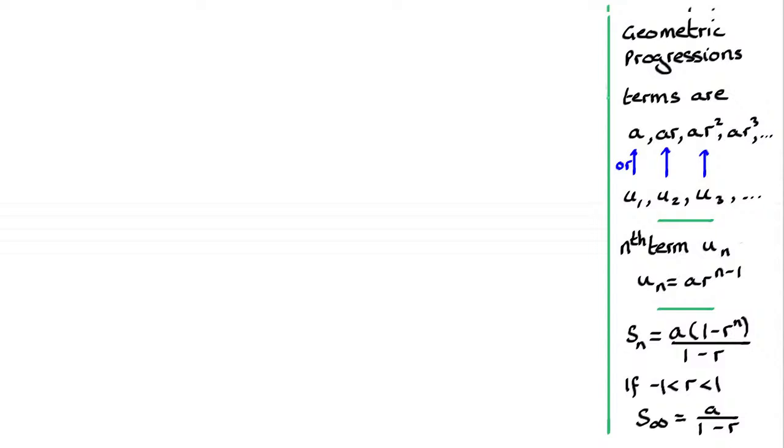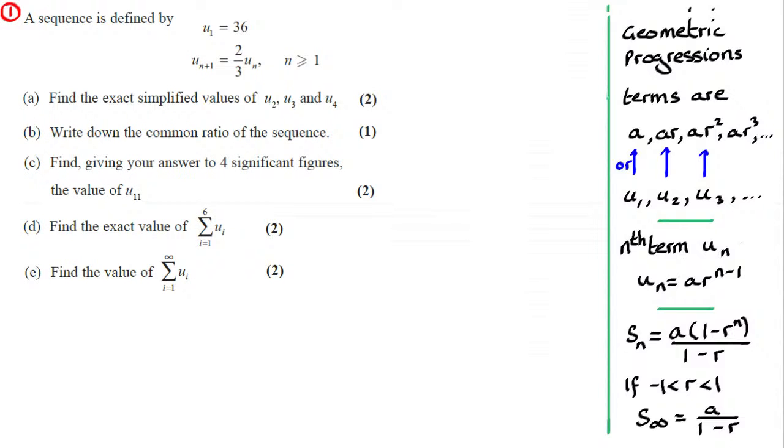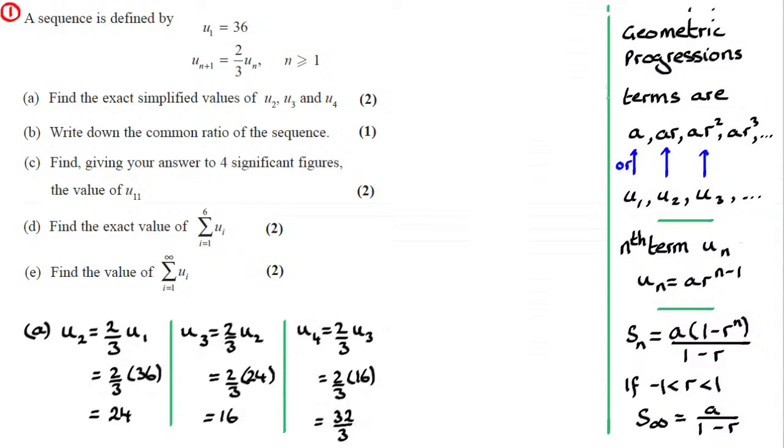So let us just bring up the questions, if I can get that on board. There we go. Okay, so first question then. Find the exact simplified values of U2, U3 and U4. Okay, I think you all got this one. Let's just put those answers up. There they are. They should be 24, 16 and 32 over 3.